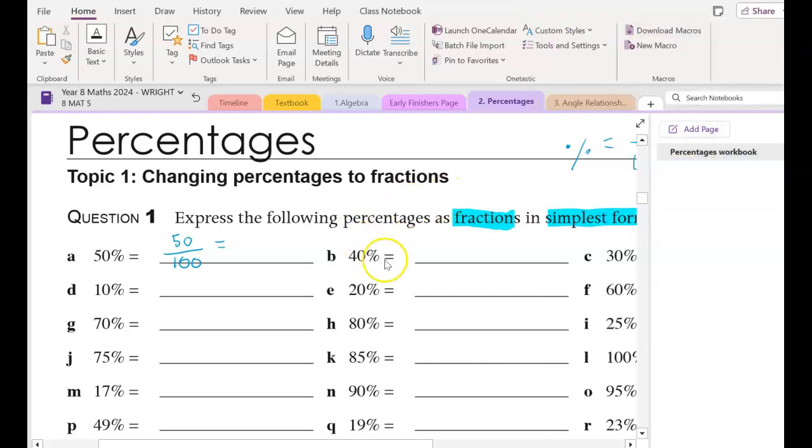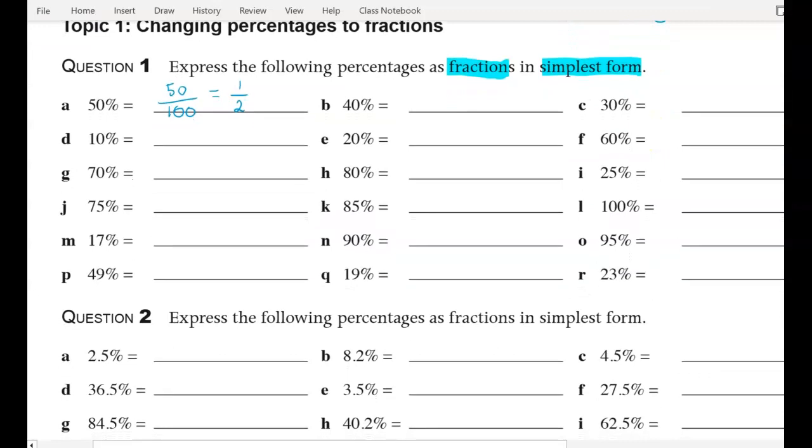So 50% as a fraction in its simplest form is 1/2. Now I would like you to write those 2 things in there, because that's showing you're working out. And that's how you would work out all of those first ones.